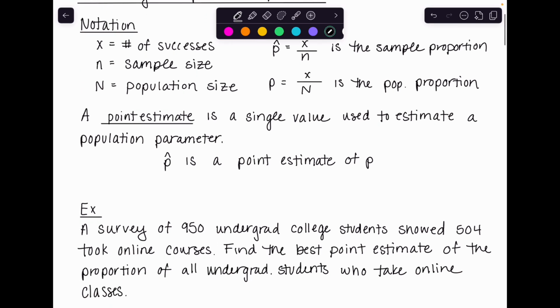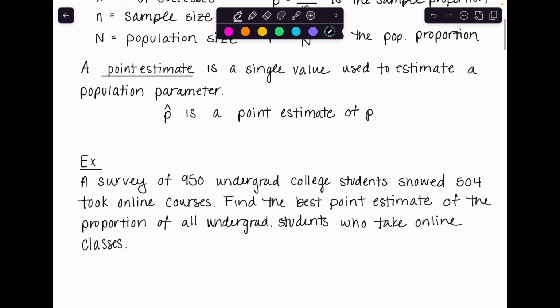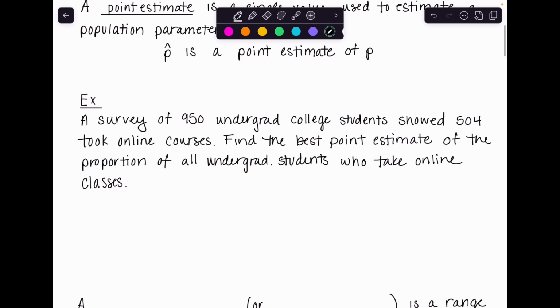So to do a quick example, a survey of 950 undergrad college students showed that 504 took online courses. We want to find the best point estimate of the proportion of undergrad students who take online classes. So again, this sample proportion is the best point estimate.